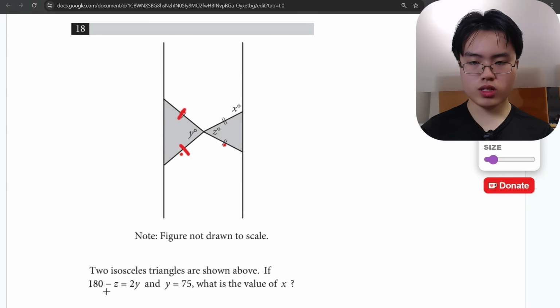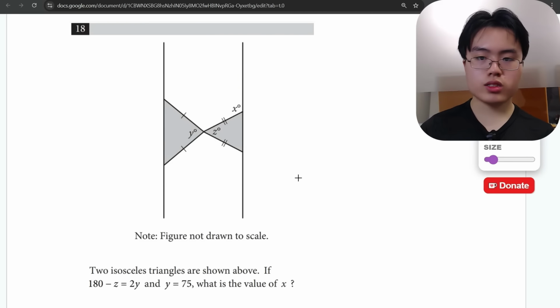If 180 minus z, so that's just the y and z here, because this tells us the relationship. So basically, I'm pretty sure this tells us that if we knew what z is, we can get y. We just use this formula to get y, or vice versa. If we know y, we can get z using this formula.